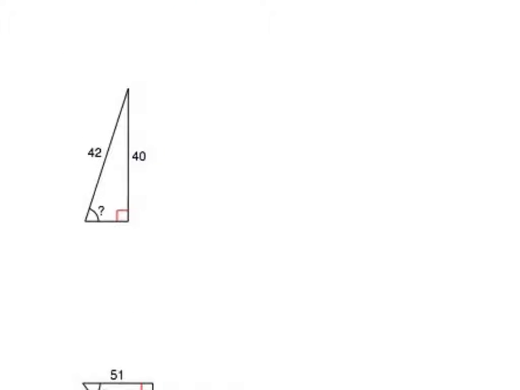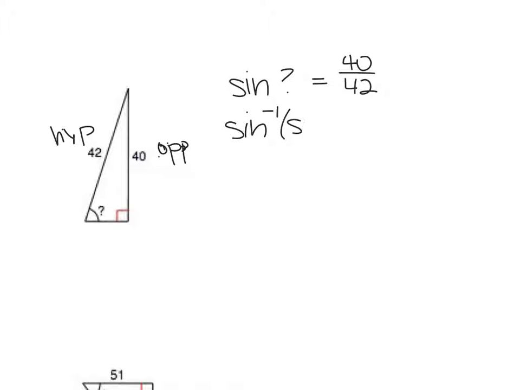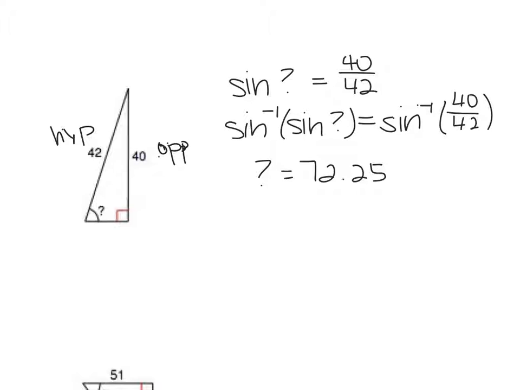In our next example, we are given the opposite side and the hypotenuse, which is sine. So we have sine of our missing angle equals 40 over 42. We'll take the sine inverse of both sides. And our missing angle equals 72.25 degrees.